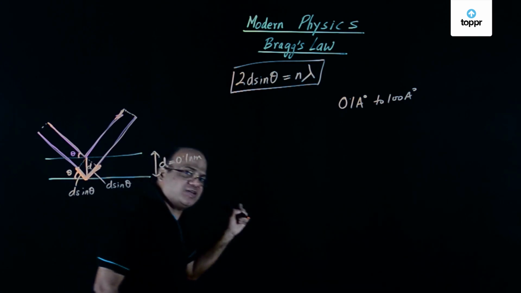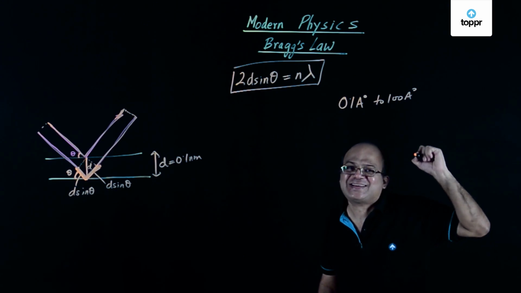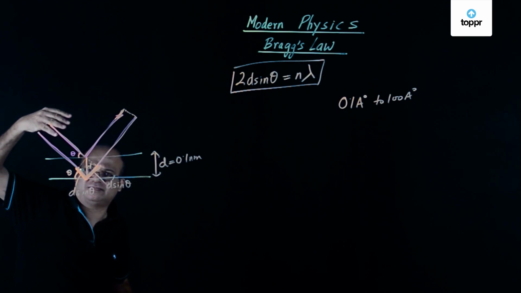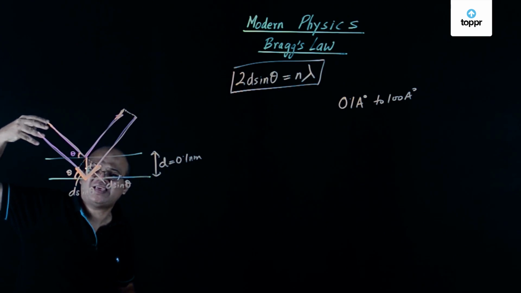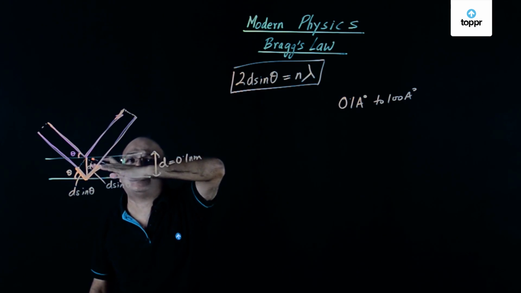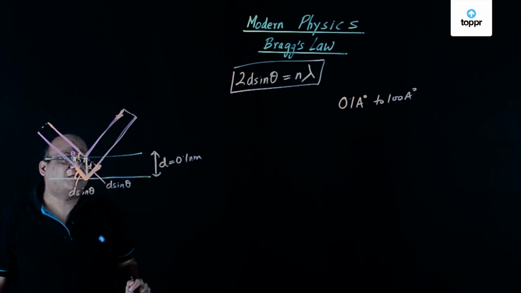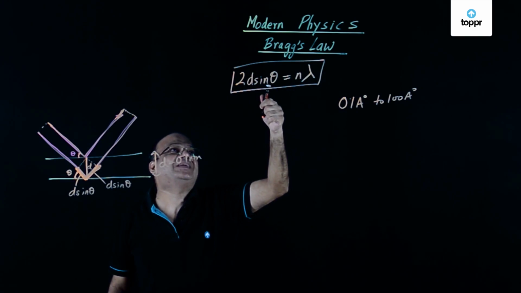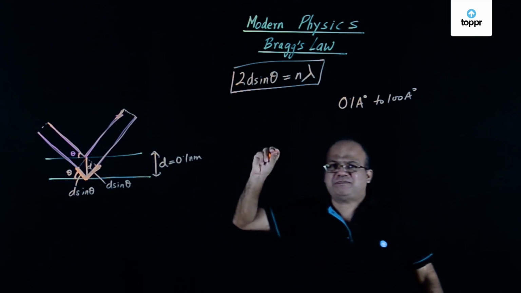And if this 2d sin theta is an integral multiple of lambda, then we will get constructive interference. So now we can vary this angle theta till we get constructive interference. We will use some monochromatic X-ray and vary the angle theta till we get constructive interference, that means the X-rays will get strongly reflected. Once we get that, then we can find d, because we know lambda, we know theta, by experiment. So this is what is Bragg's law.